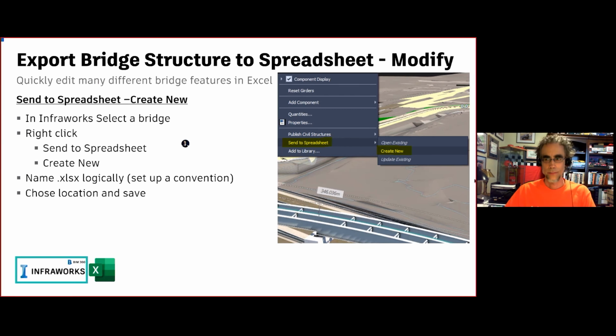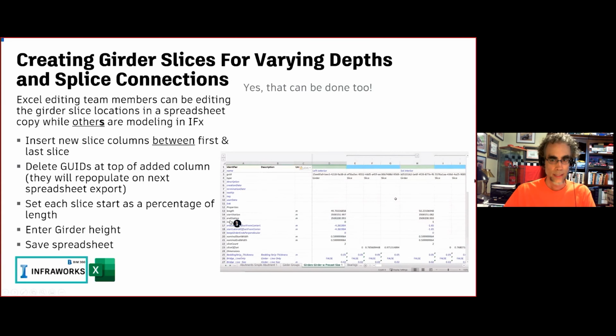Now you have a lot of cross members that you saw there. You can imagine a large bridge with lots of cross members or lots of splices and splice plates or girder depth heights change. Guess what? We can send that to a spreadsheet and edit it in spreadsheet. We can edit most of the parameters in the spreadsheet. We can change a lot of different things.